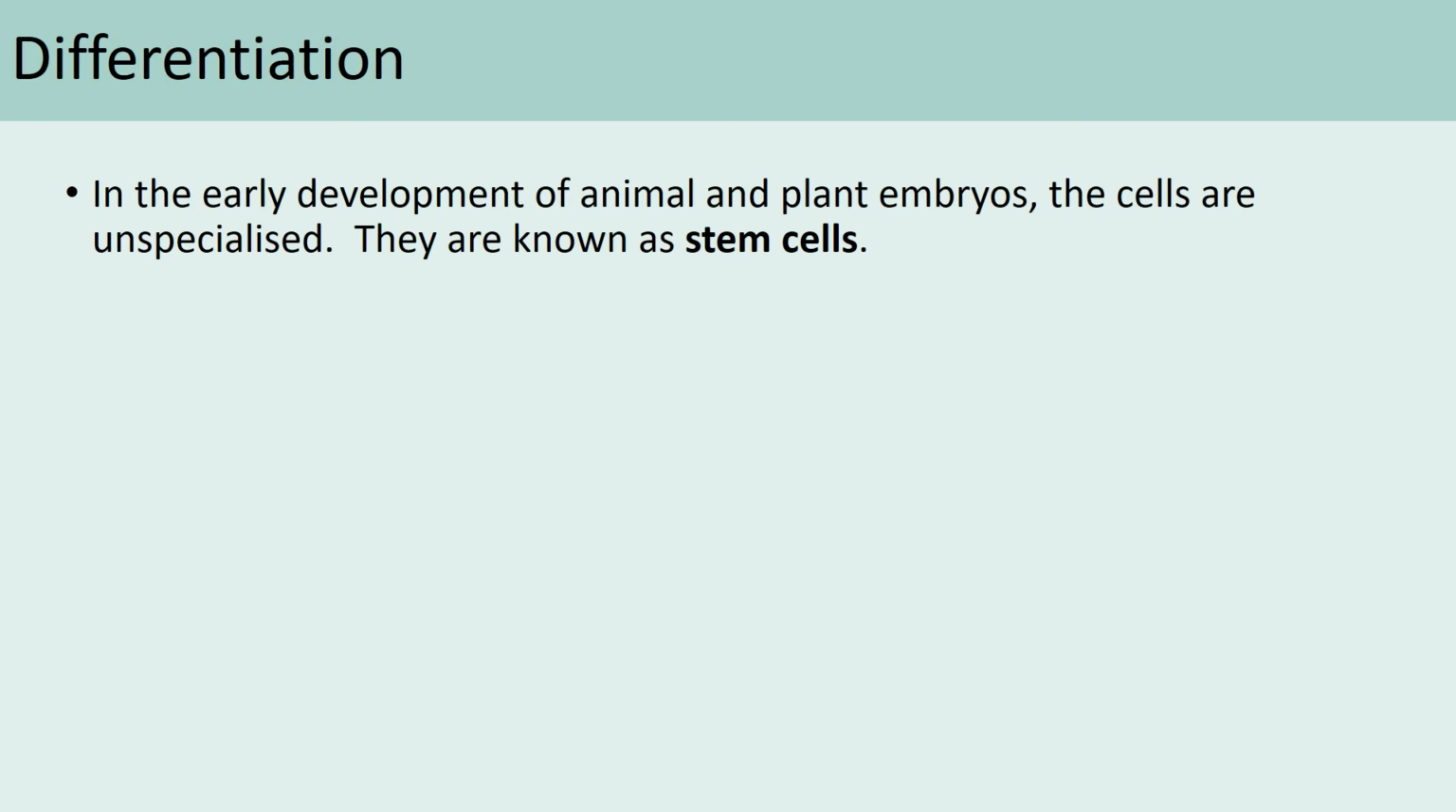So in the early development of animal and plant embryos, the cells are unspecialized. So that means that they have not got a specific role. So you won't find neurons or muscle cells or sperm and egg cells or any specialized cells. They are unspecialized. They're kind of just a generic cell, and they can become any type of cell, and we call those stem cells. So stem cells are unspecialized cells.